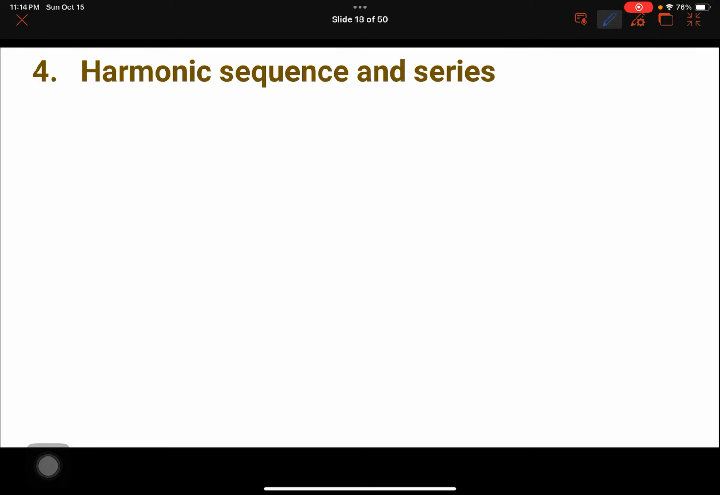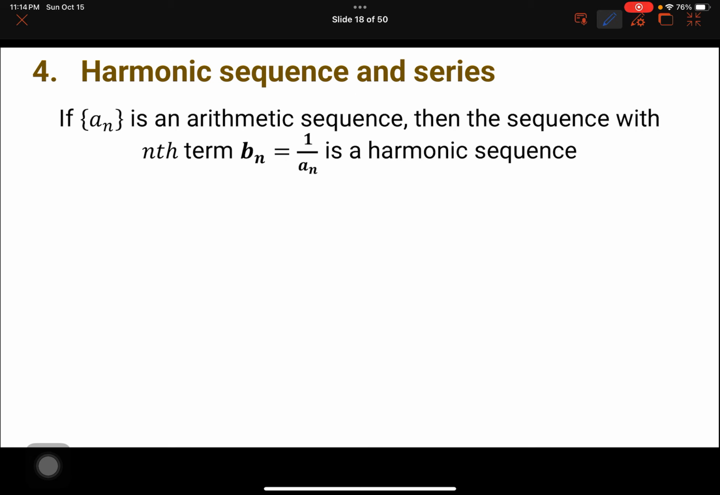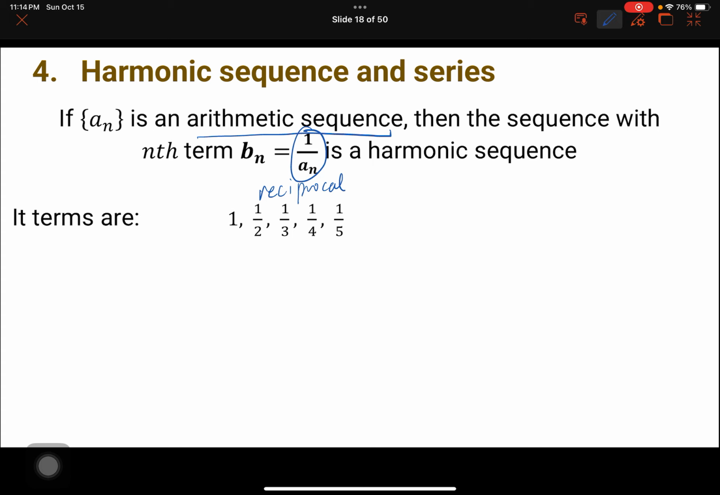So harmonic sequence, for example, meron tayo arithmetic sequence. Then the nth term of b sub n is equal to 1 over a sub n. So ibig sabihin, yung harmonic sequence is reciprocal. Ibig sabihin, kabaligtaran lang po ng ating arithmetic sequence. So it should be arithmetic sequence first. Pag binaliktad mo, doon pa lang natin masasabi siyang harmonic sequence. For example, we have 1/2, 1/3, then 1/4 and 1/5.